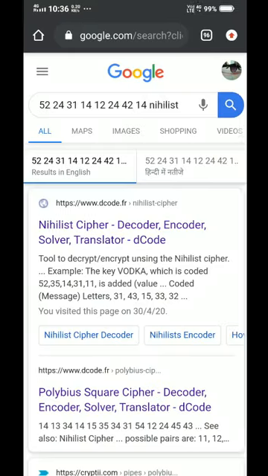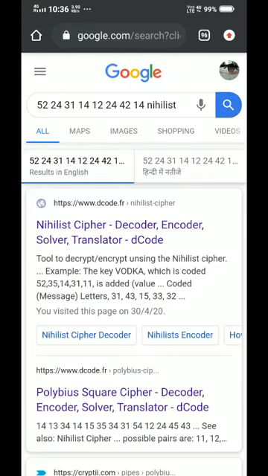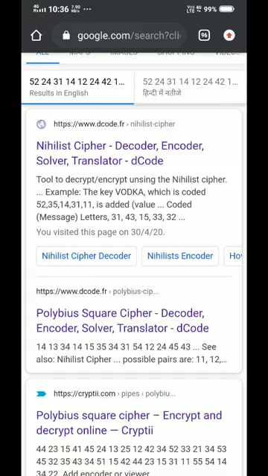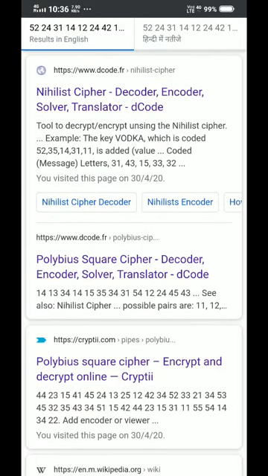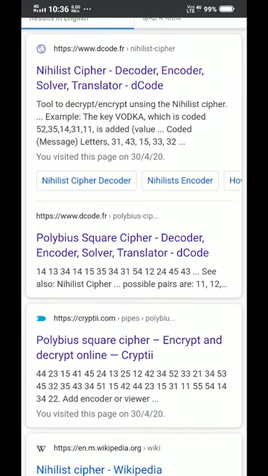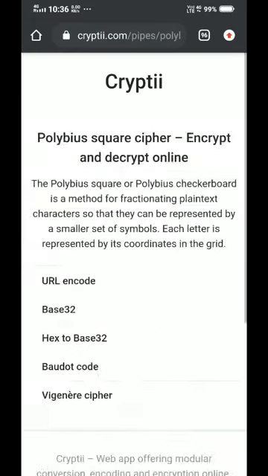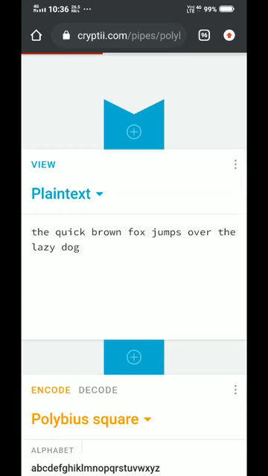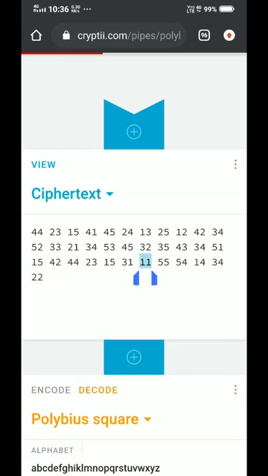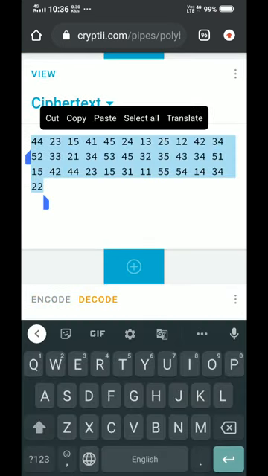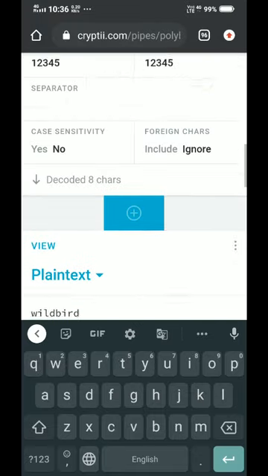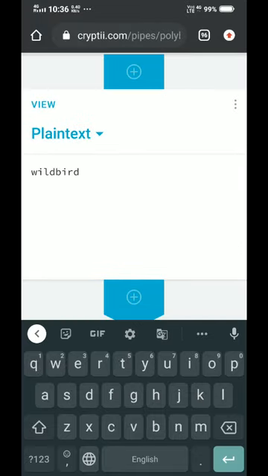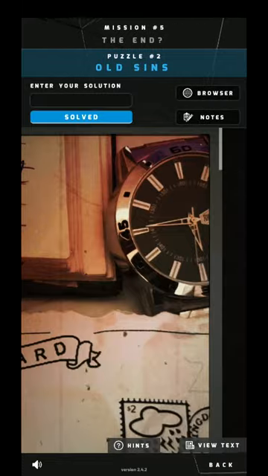So I went on Google, wrote those numbers and typed in nihilist. I got two results, this one and this one. Both of them didn't work, I don't know why. So I went to the third one, which is crypty.com, and which kind of gave me the right answer. And there you go, it's wild bird, but the answer is not wild bird.